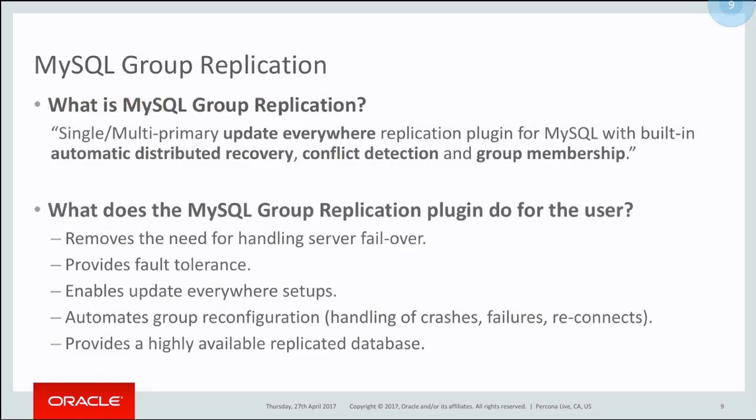So what is MySQL group replication? It's a single multi-primary update everywhere replication plugin for MySQL with built-in automatic distributed recovery, conflict detection, and group membership. This is a very long definition, but basically it means that in addition to doing data replication, there are some other properties that the plugin provides the server with, like which servers exist in the group, has a server failed, and so on and so forth. This is all managed automatically by the plugin.